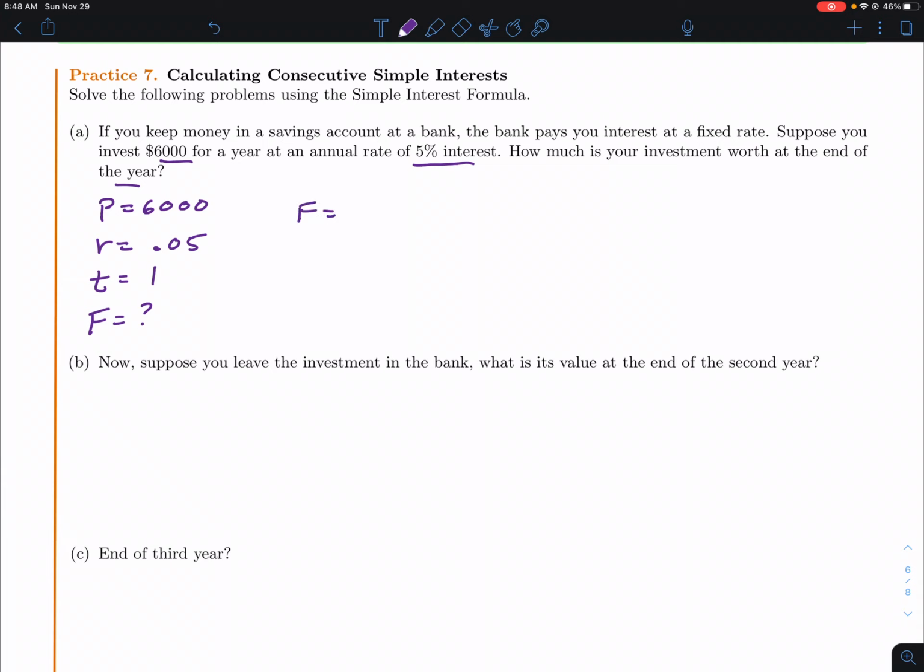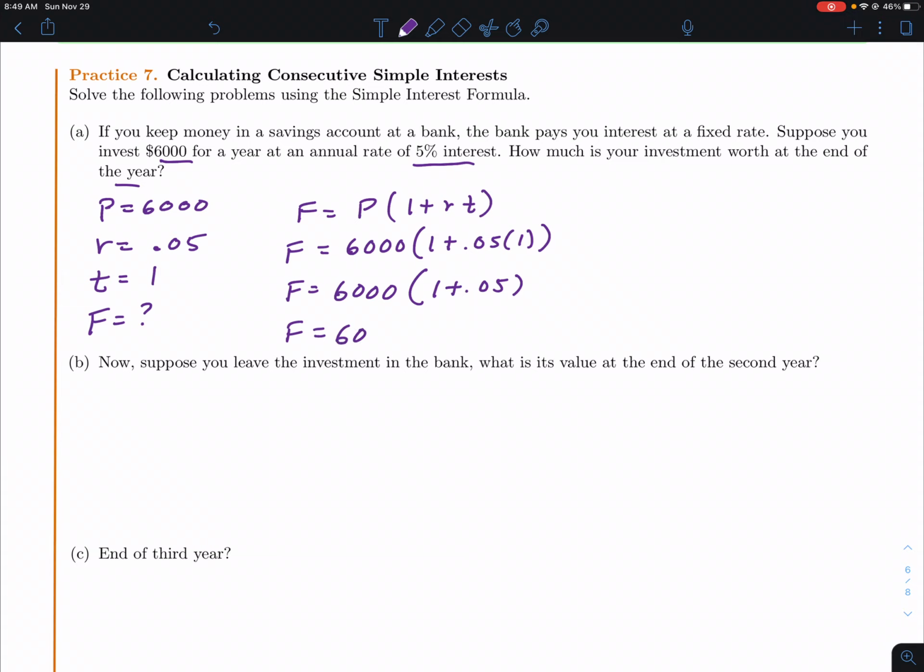So what we're looking at is F equals P times (1 plus RT). Now we just plug in everything that we know. P is 6,000, times 1 plus 0.05 times T, which is 1. Multiplying 0.05 times 1, we get 1 plus 0.05. Adding these two together, we just get 1.05. And then finally throwing this in the calculator.